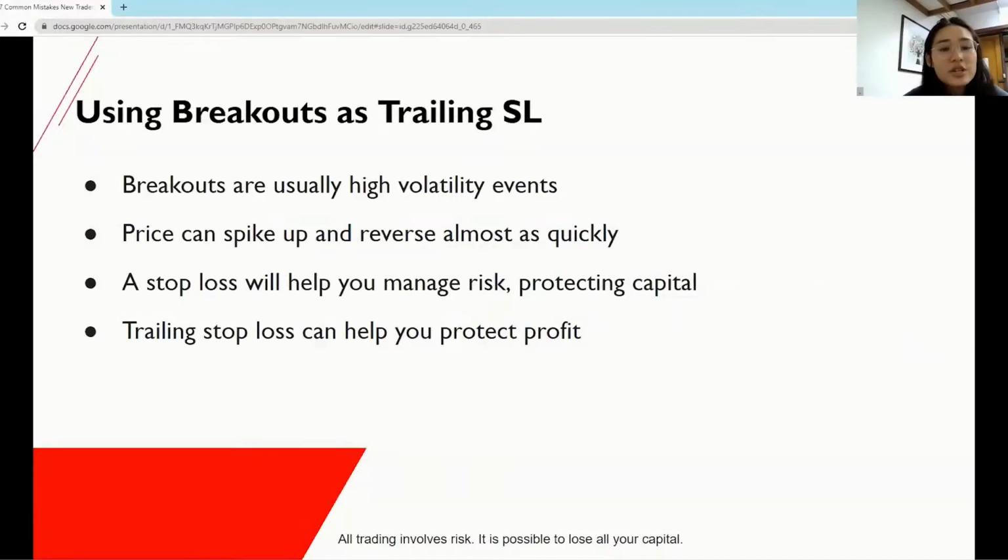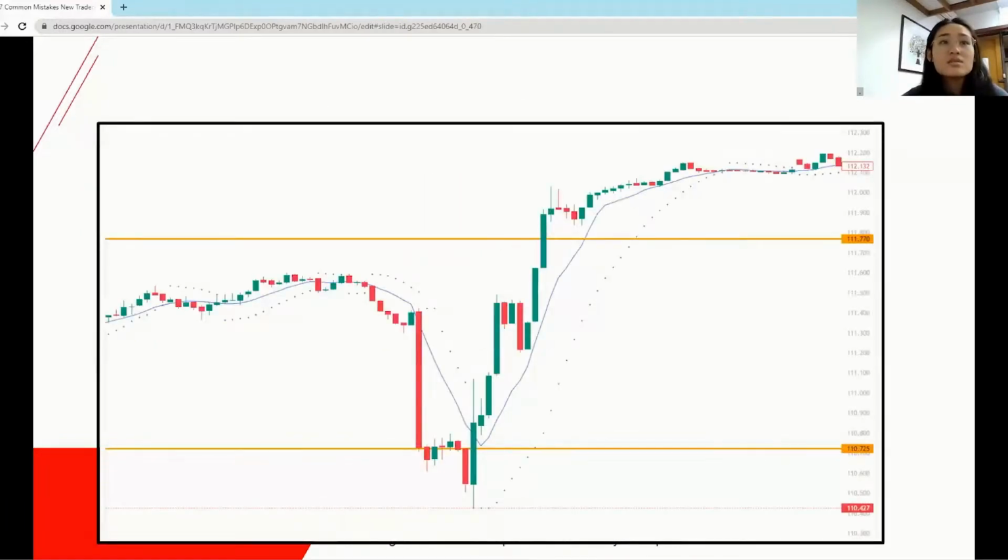Using breakouts as trading stop loss. Breakouts are usually high volatility events, and price can spike up and reverse almost as quickly. So a stop loss can help you manage risk and protect capital, and the trailing stop loss can help you protect your profit.